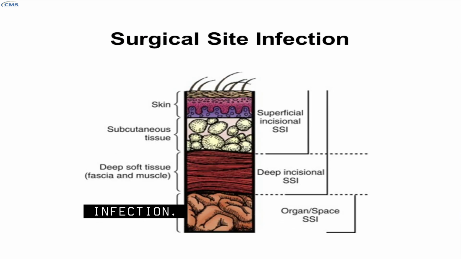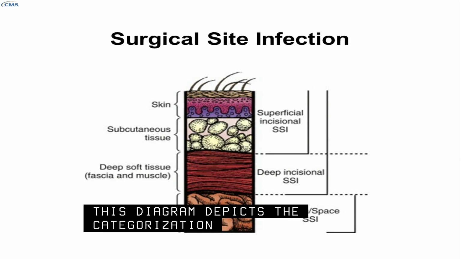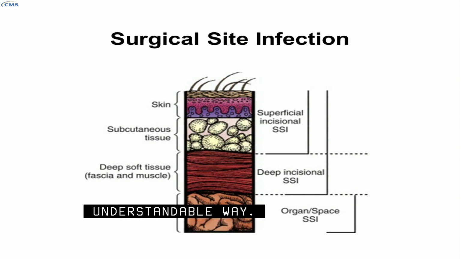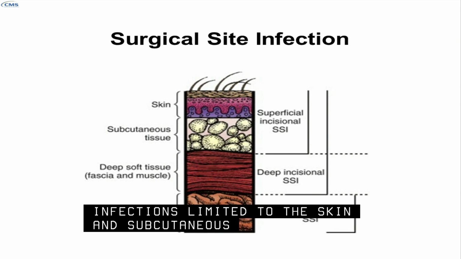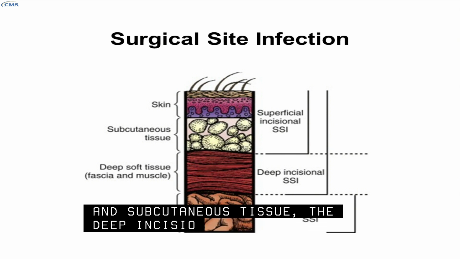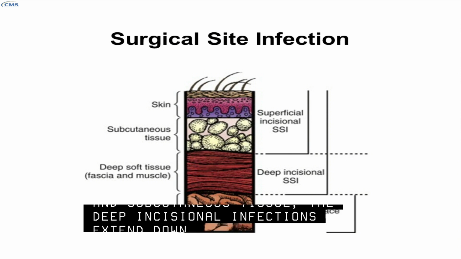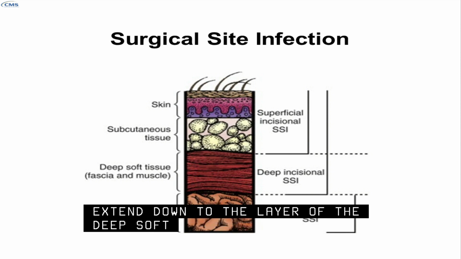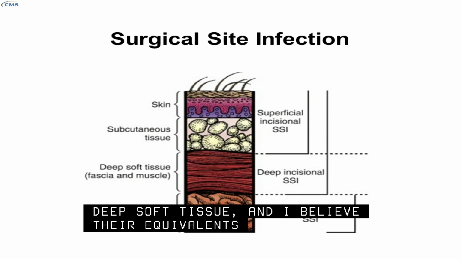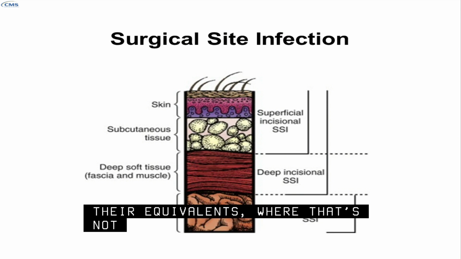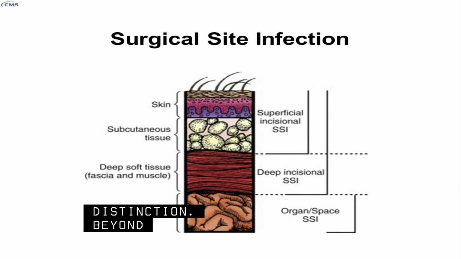This diagram depicts the categorization in a fairly understandable way, I believe, with the superficial incisional infections limited to the skin and subcutaneous tissue. The deep incisional infections extend down to the layer of the deep soft tissue, the fascia or muscle, and I believe there are equivalents for other regions of the body where that's not necessarily a germane distinction. And then beyond that is the organ or space surgical site infections.